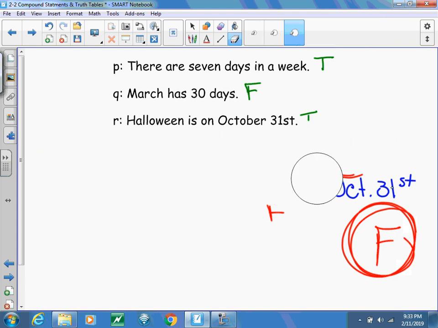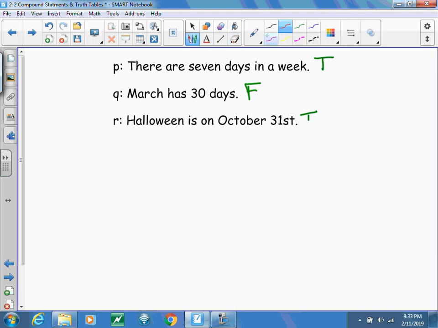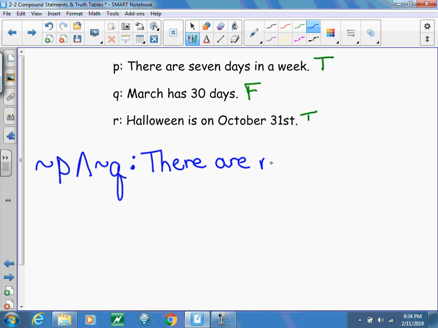All right, let's just do one more real quick. I'm going to do another negation with a conjunction. So let's go ahead and take not P and, let's just do two of these, not Q. So the negation of P and the negation of Q. I can start out with the statement P: there are 7 days in a week. Well, I want to do the negation. So there are not 7 days in a week.